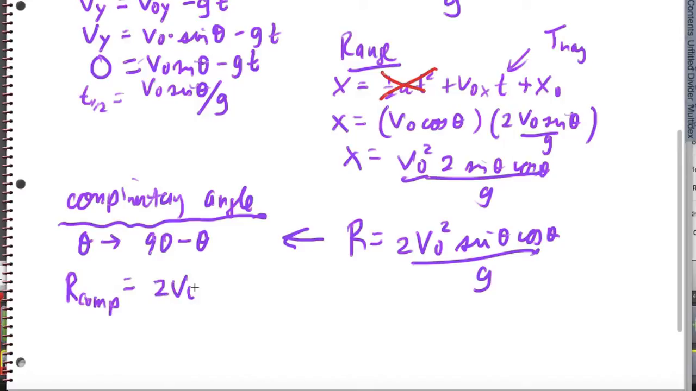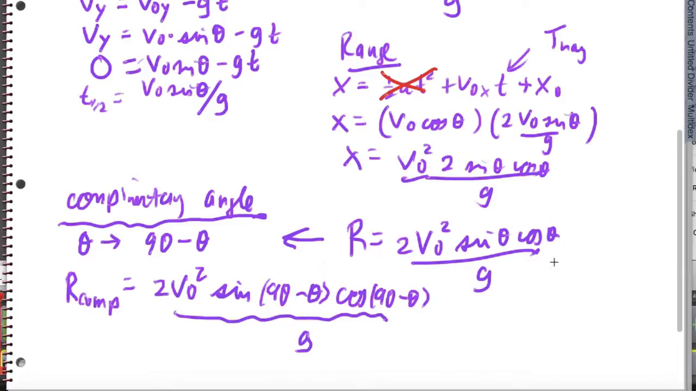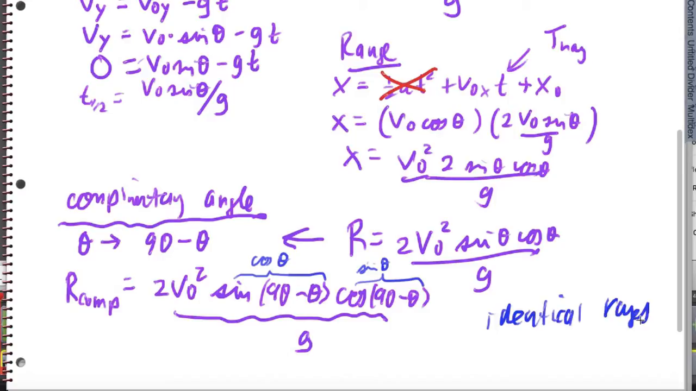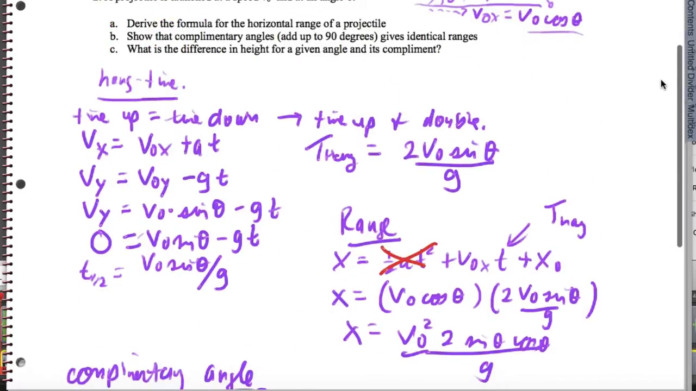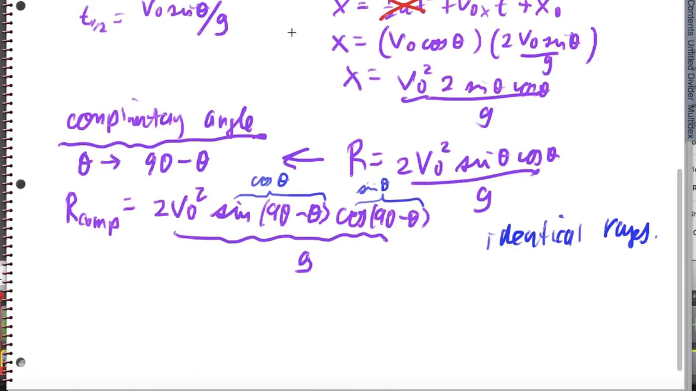We put in 2 v0 squared. What was theta before is now 90 minus theta. And cosine is also 90 minus theta divided by g. And check this out. The sine of 90 minus theta is the same as cosine theta. Cosine of 90 minus theta is the same as sine of theta. So we actually end up getting identical ranges. Okay? Now, for the difference in height, let's actually figure this out.